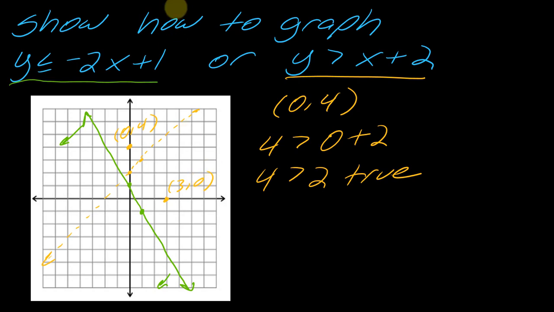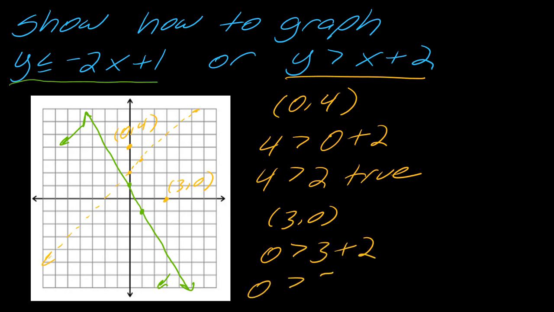So let me just make sure that the other side is false. So now if I take (3, 0), this is going to be 0 is greater than 3 plus 2, so this says 0 is greater than 5. So that is false. So this side, if I plug any points in on this side into this inequality, they will not work. But if I plug any point in on this side of the line into this, it will work. So it will create a true statement.